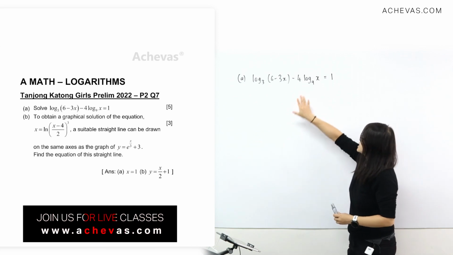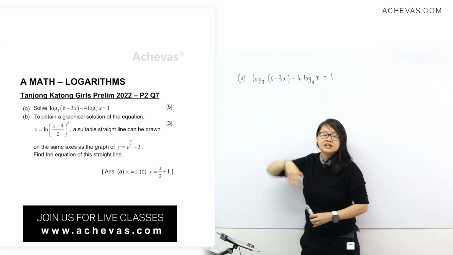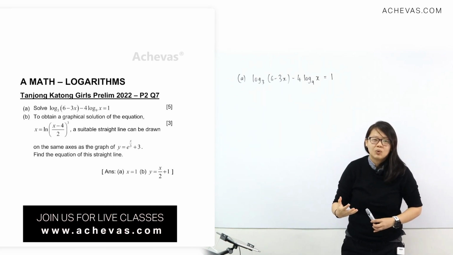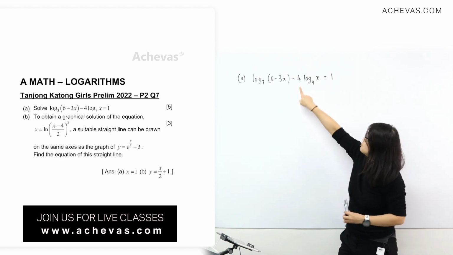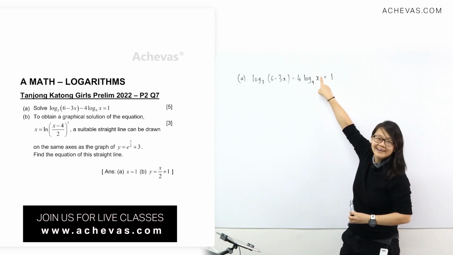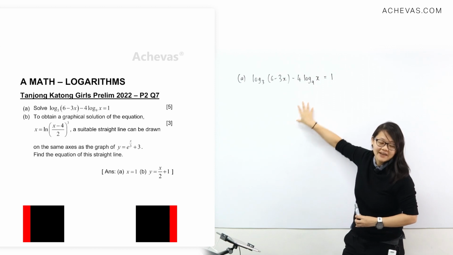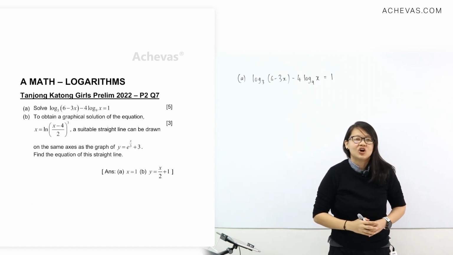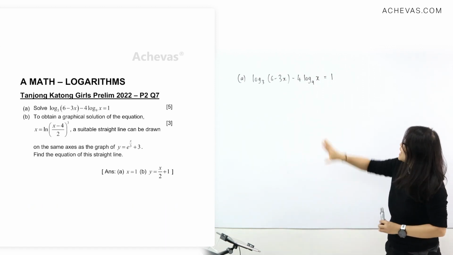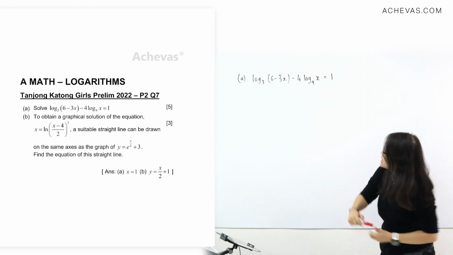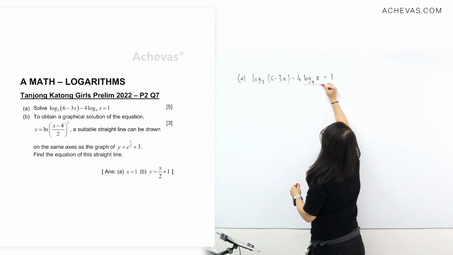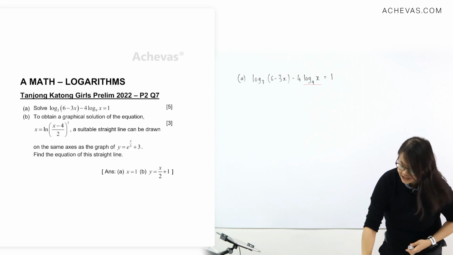Many students will have noticed this is base 9, this is base 3. They will apply change of base. But what I noticed is that many students will move the 4 out here as a power before they change base. Now, I want to tell you that this is not necessary. You can just leave the 4 alone. So your focus is just this log base 9 of x.